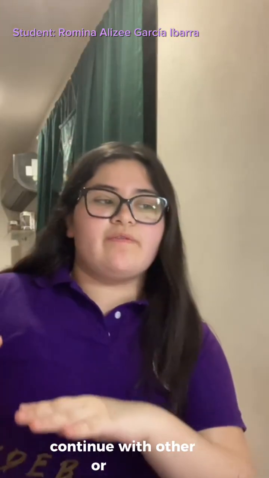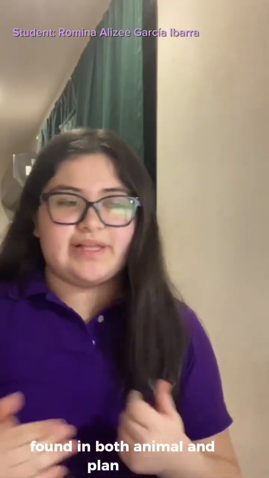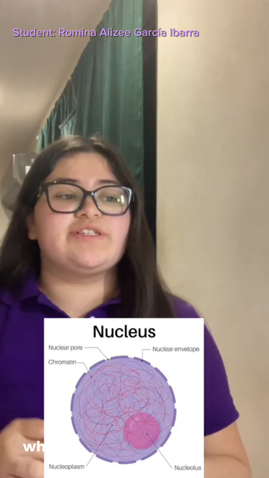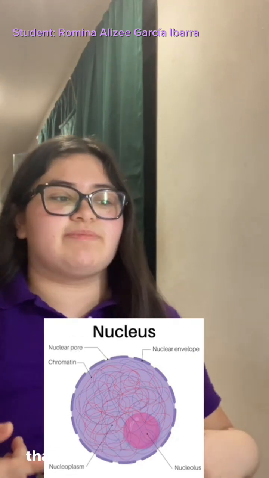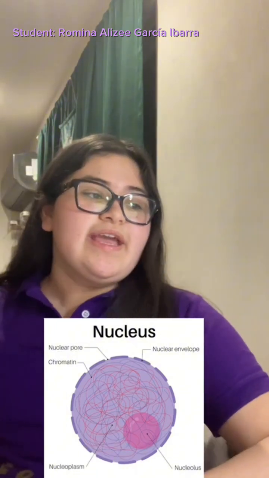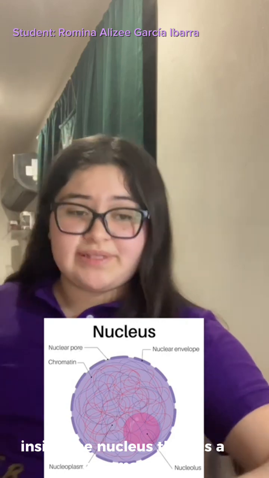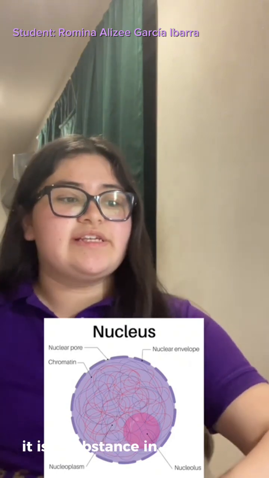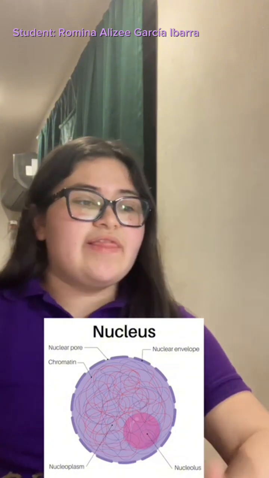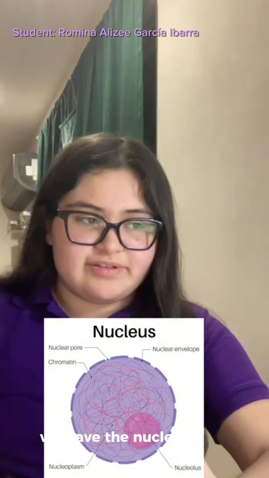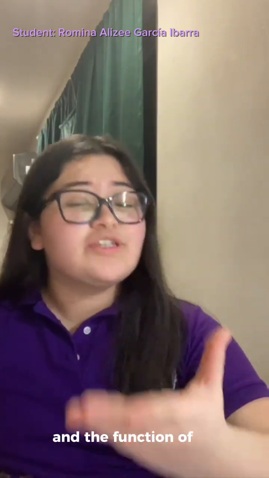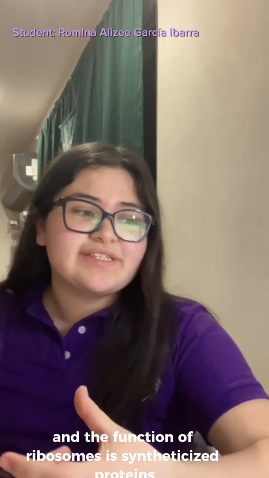Continuing with other organelles found in both animal and plant cells, we have the nucleus, one of the most important structures, which is surrounded by the nuclear envelope that allows passage of ions and regulates the flow of proteins and RNA. Inside the nucleus, there is chromatin. It's a substance intertwined with DNA and proteins. Additionally, we have the nucleolus, where ribosomes are produced. The function of ribosomes is to synthesize proteins.